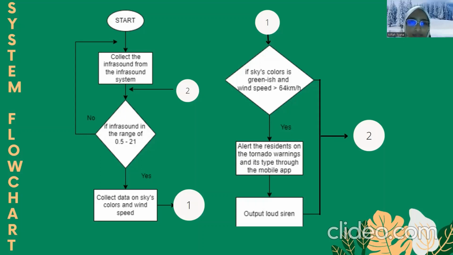After that, we check whether the sky color is greenish and whether the wind speed is larger than 64 kilometers per hour. If it is, then we alert the residents of the tornado warning on the main controller that has the piezo buzzer, alongside the mobile app that we are going to create. If not, the system will repeat itself. And next, I'll pass to Aiman.